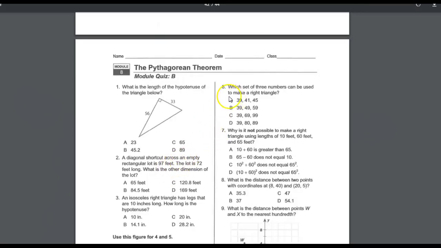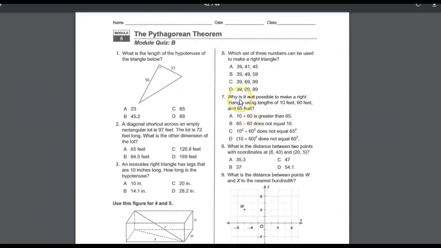Okay, number 6. Okay, you just need to do 39 squared plus 41 squared. Enter, and then 45 squared, enter. If they match, it would be a right triangle. Number 7, why is it not possible to make a right triangle using the length of 10 feet by 60 feet by 65 feet?